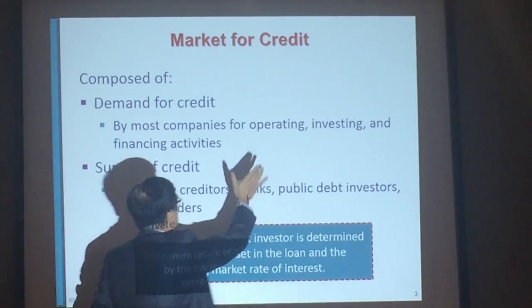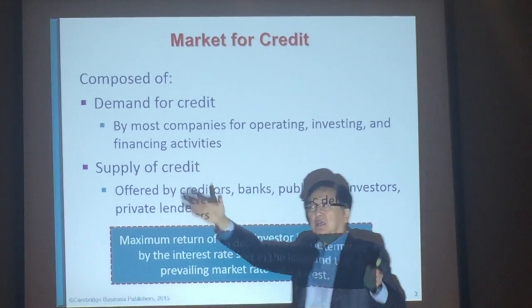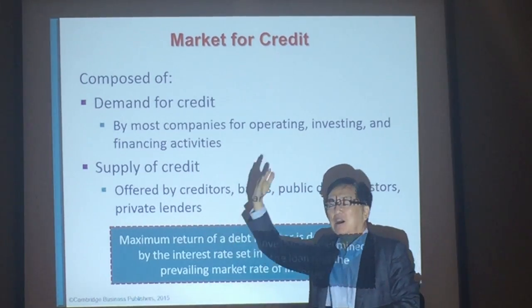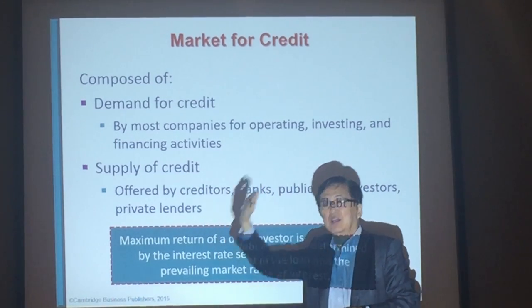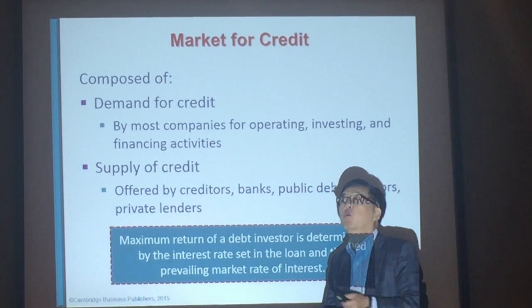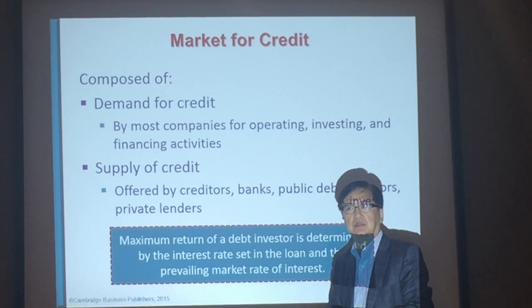That's why for most debt covenants, for the loan period of the next 10 years, you are not allowed to pay cash dividends.